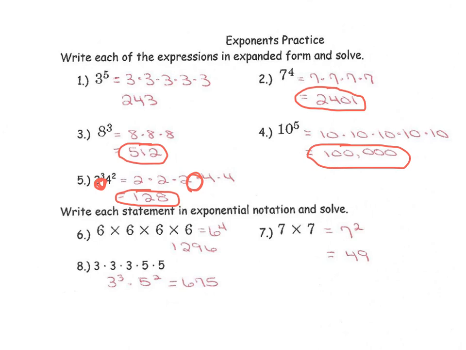Number 7, 7 times 7 is 7 squared, and the answer is 49. Number 8, you have 3 cubed times 5 squared, which equals 675. Again, remember, use multiplication and not addition.